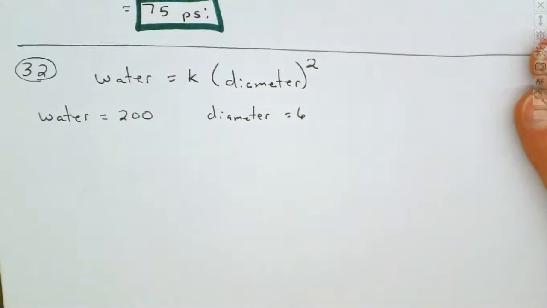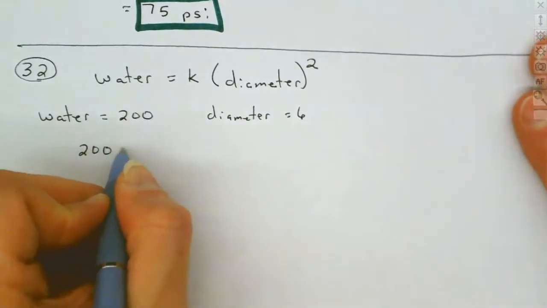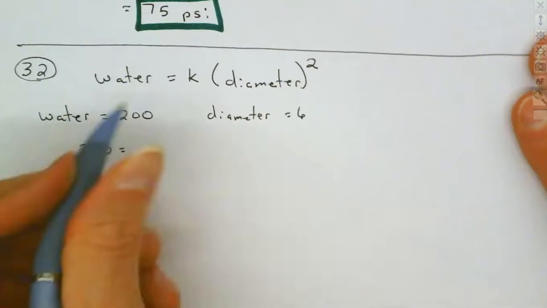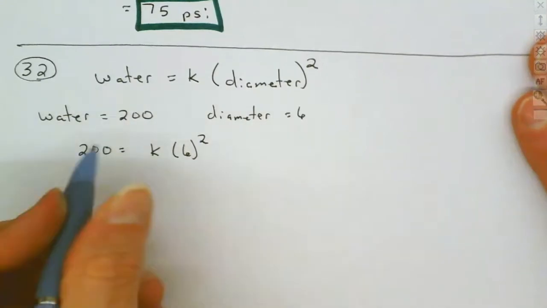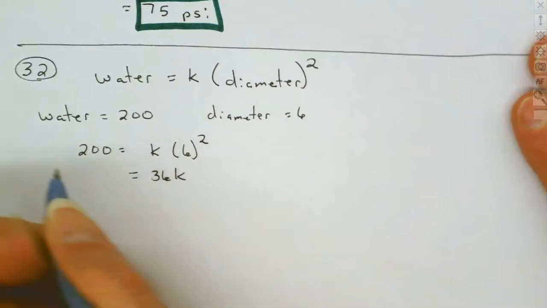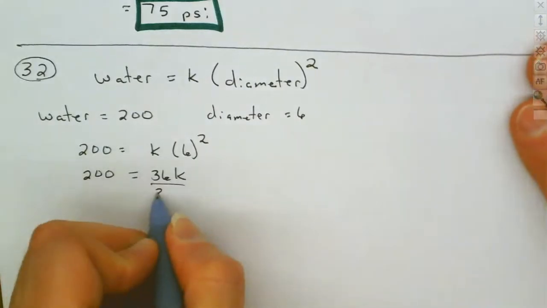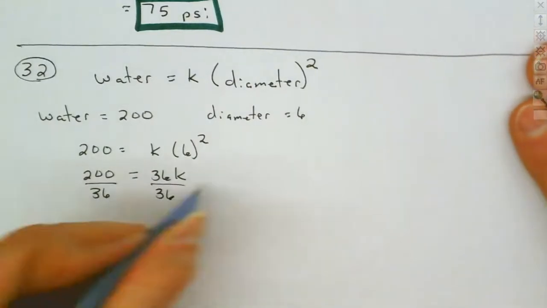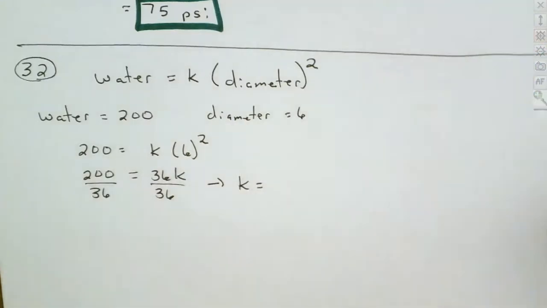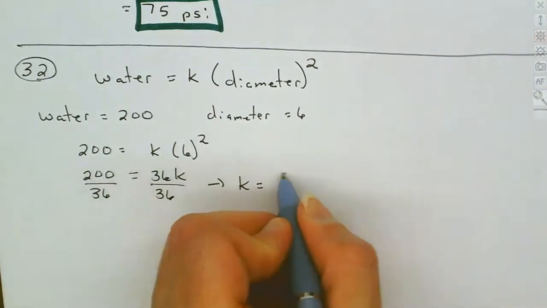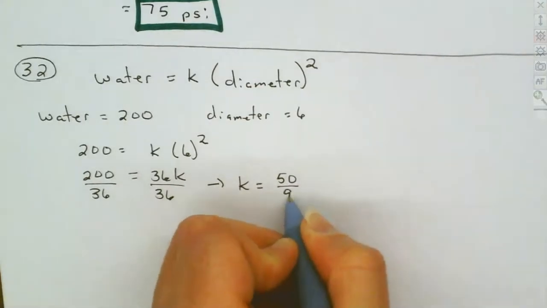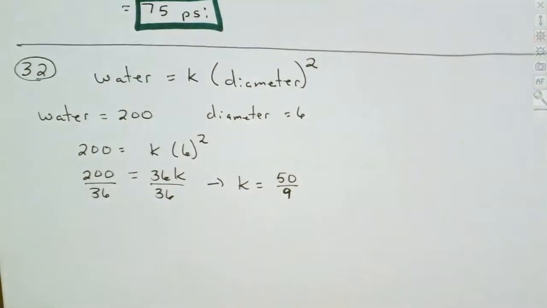So we plug our values in. That gives you now 200 equals K times 6 squared. So that's 36K equals the 200. Okay. And we can divide by our 36. And that gives us a K value now of, and we can just reduce this down. So when we reduce it down, it looks like 50 over 9. So that's what your K is going to reduce down to.